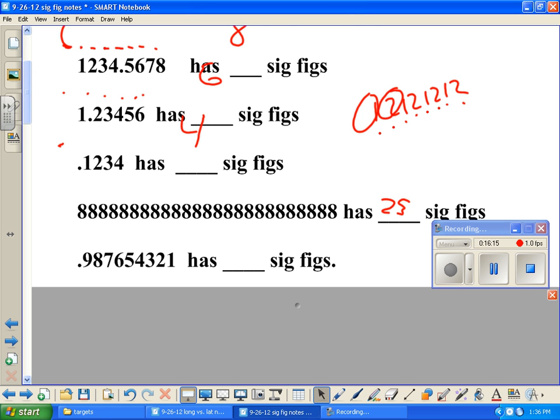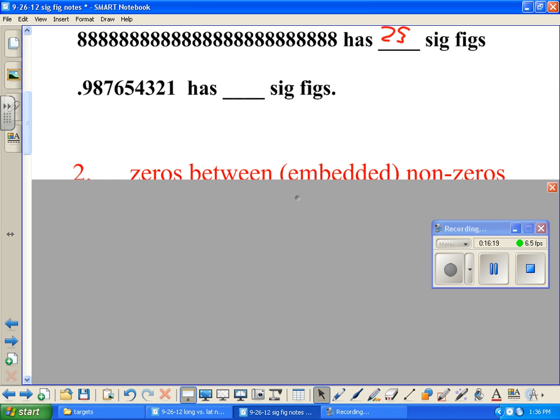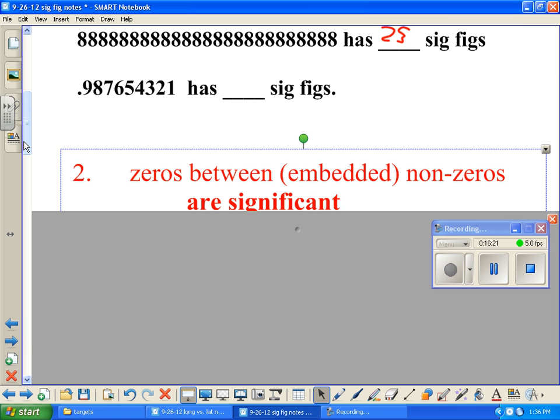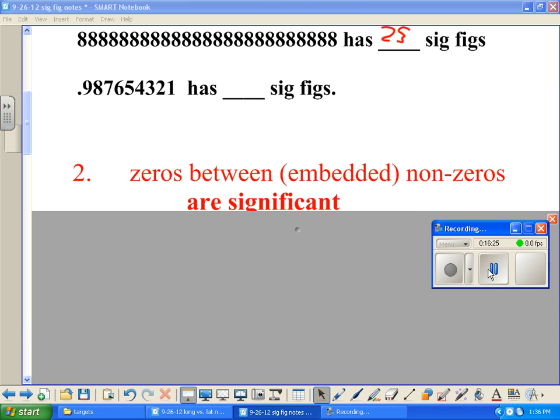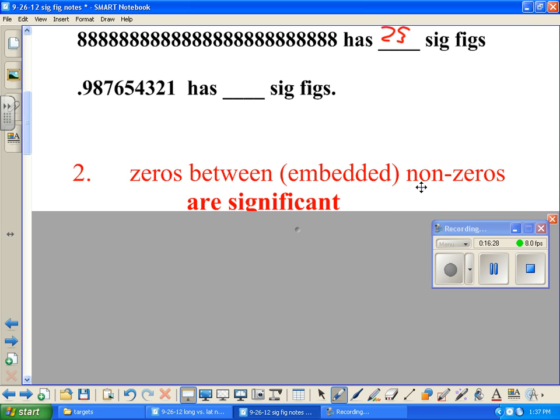All of it. Okay. Please write that down. All right, so we have some strange words. We have non-zero. What's a non-zero? Any number that's not zero. Is a 1? 1's a non-zero. A 7's a non-zero. In fact, that 1 through 9 thing, those are all non-zeros. So a 0 between any numbers 1 through 9 are significant. That would be another way of putting it.